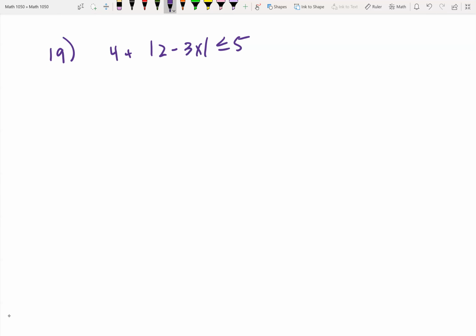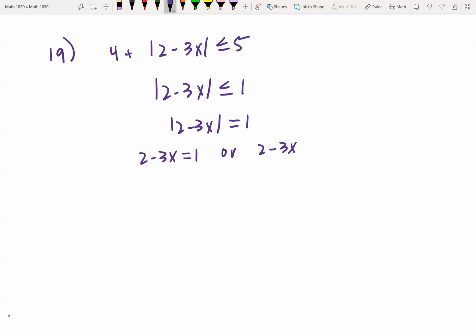Okay, so move your 4 over. So you have the absolute value of 2 minus 3x is less than or equal to... The 4 comes over and becomes a negative, so you get a 1. The next step, which everyone's forgetting, is to make it an equal sign. The next step is to split it in 2. Notice it's still an equal sign. Once you make it an equal sign, it's never going back to an inequality, okay?